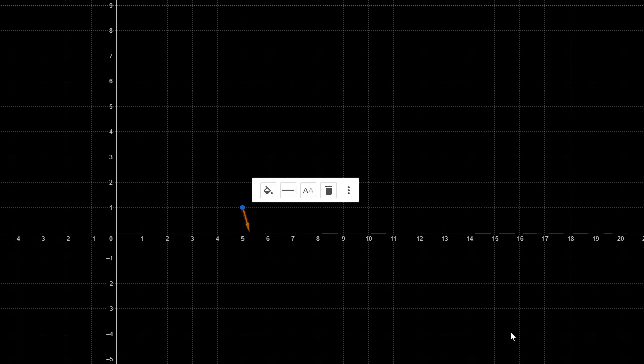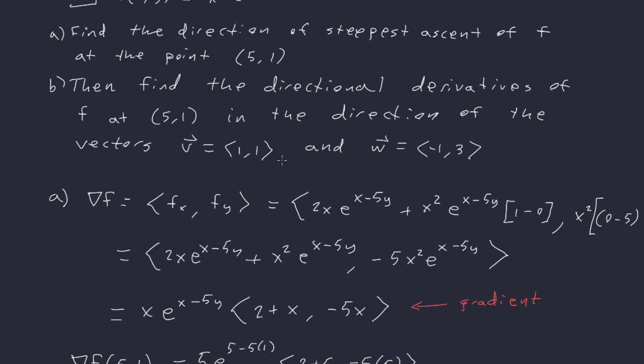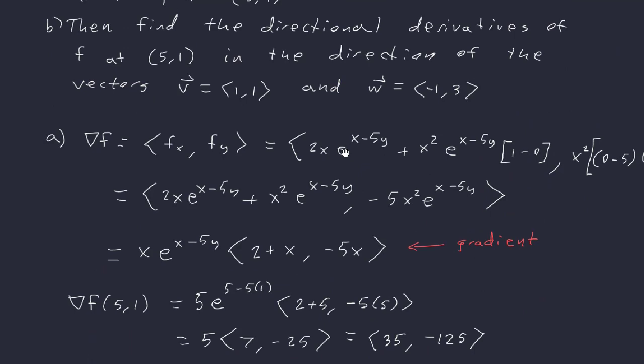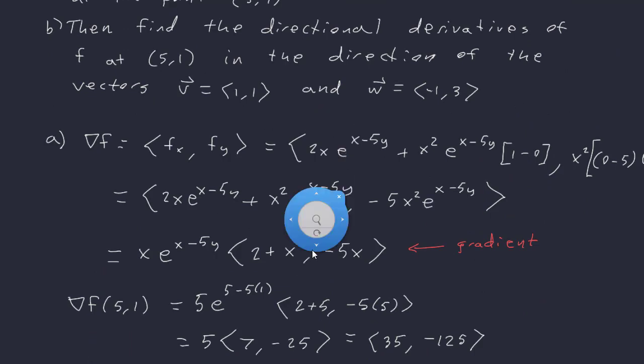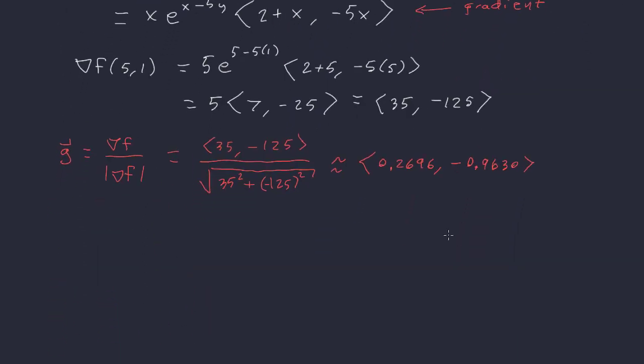Okay, and now it wants us to find the directional derivative in the direction of two vectors. So if we go back here, first is the vector 1, 1, and next is the vector negative 1, 3. Now, those vectors are not unit vectors, so we need to actually unify them, so to speak. So that's what we're going to do.